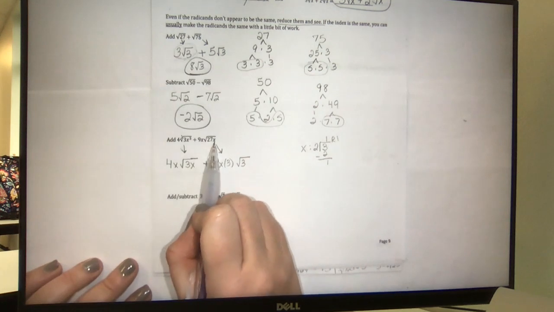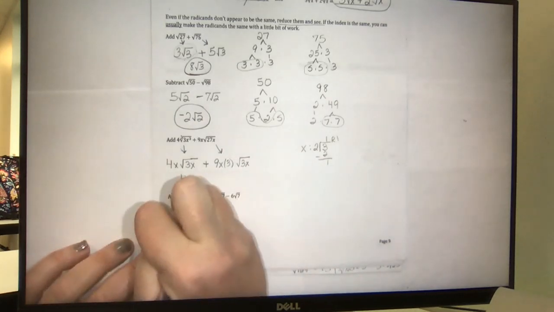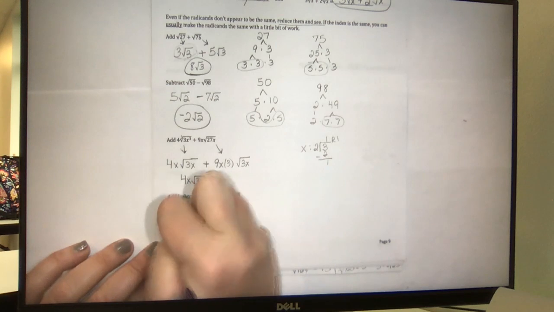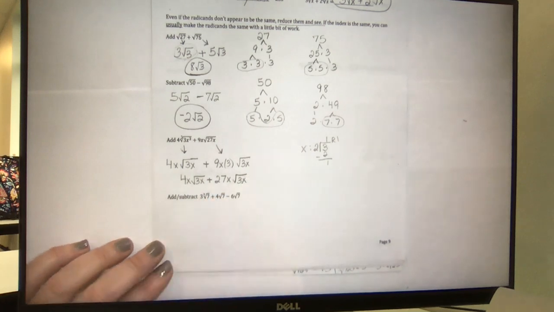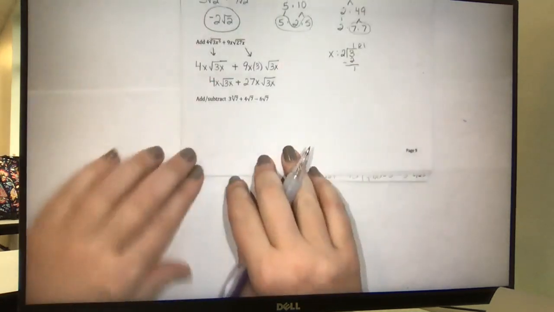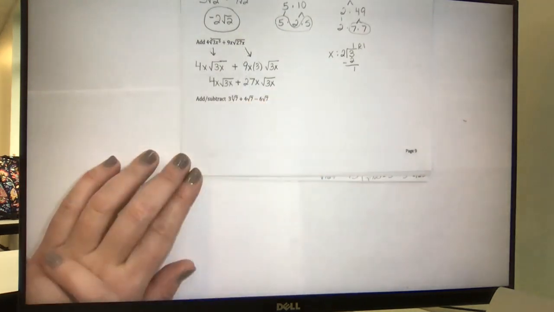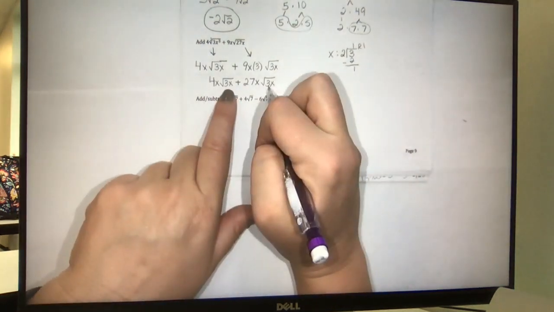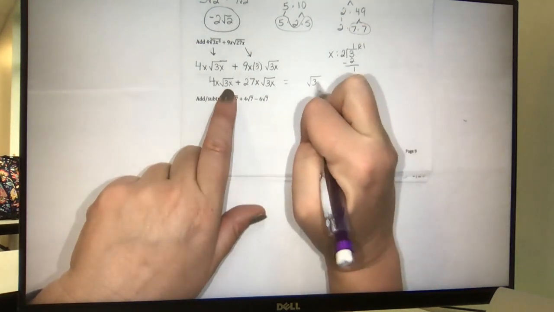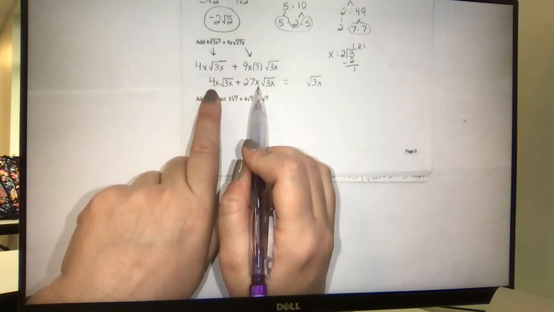Then there's an x under there. Can I do anything with that x? No, so it's going to stay under also. If I clean these up, I have 4x square root of 3x plus 27x square root of 3x. Make sure you're okay with that 27. Remember, I just multiplied the 9 by the 3, and the 3 came from the square root of 27. So again, don't worry about that square root of 3x. That's going to be in your answer no matter what. All you're adding is 4x plus 27x. And what do you get?